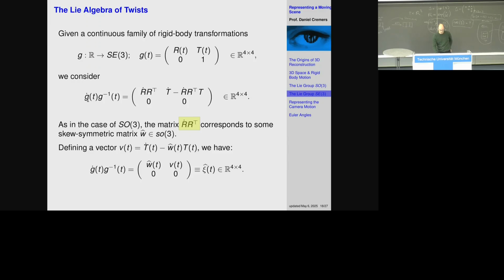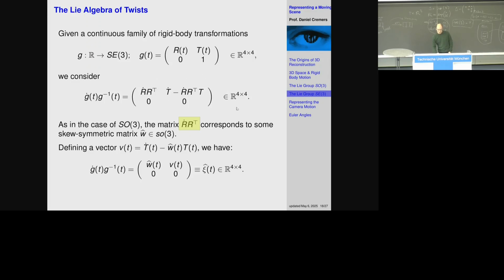And then we're going to consider G dot times G inverse, which is essentially the same that we did for the rotations before, right? Because R transpose is essentially R inverse, right? If we do that, one can do the computation. I didn't do it here on the slide, but you can try it at home. You can arrange the terms, and what you get out is this kind of matrix.